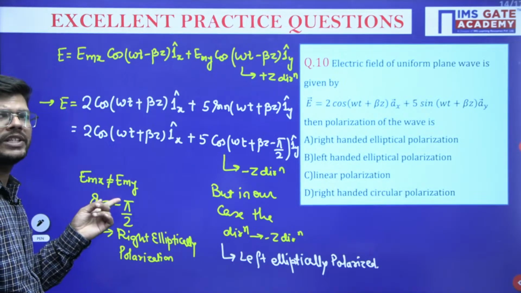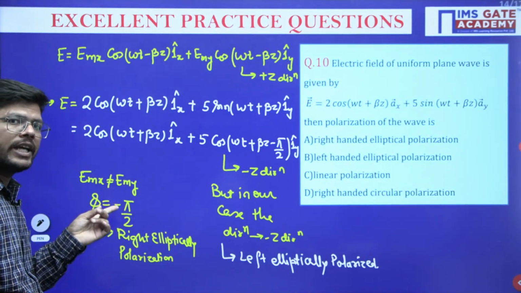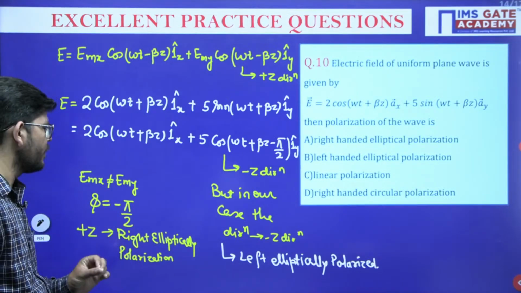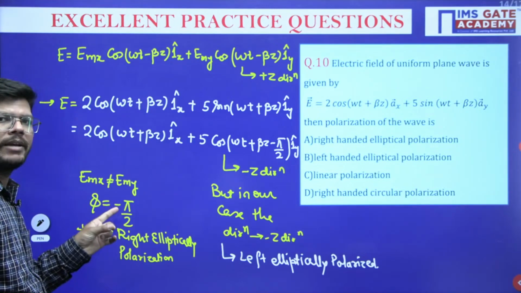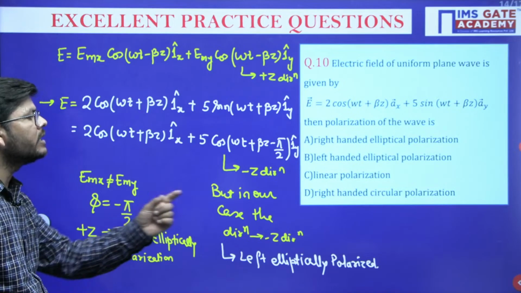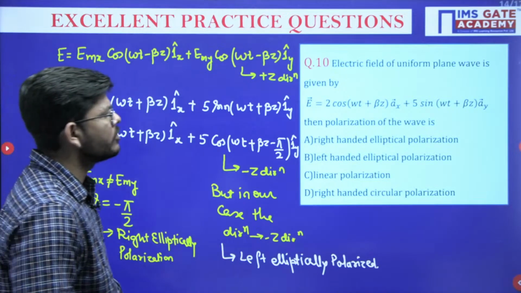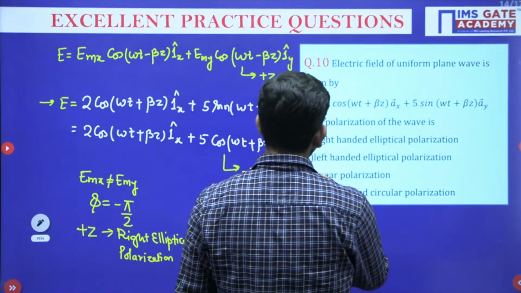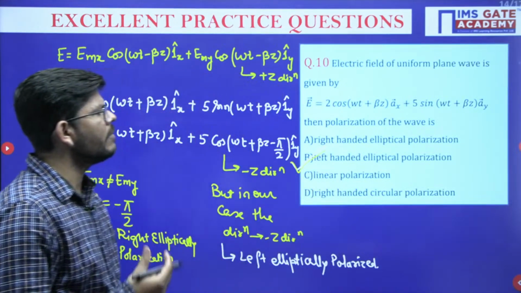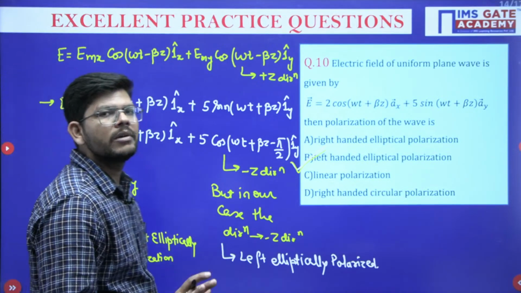If the magnitudes were the same, it would be circularly polarized; elliptical will become circular. Instead of phi equal to minus pi by 2, if we have pi by 2, right will become left, and left will become right. So this is what you have to take. So which option will be correct here? Option B, left-handed elliptical polarization, will be correct.